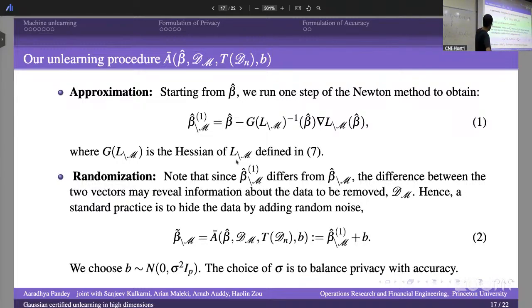So this is the first step of the algorithm. I start at beta hat, and why am I doing this and not something else? There are multiple other options, but why this? Because this is a one-step move closer to the minimizer of L slash M, that is, beta hat slash M. So this is a legitimate thing to do.